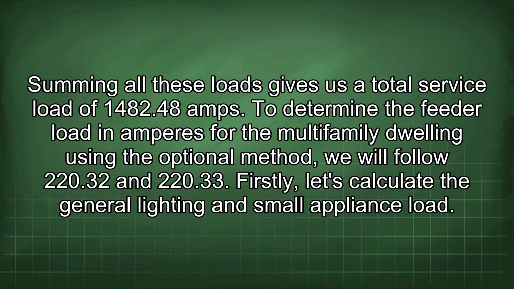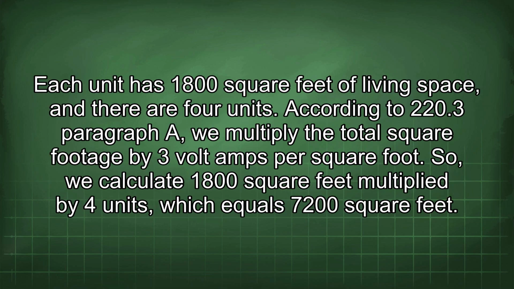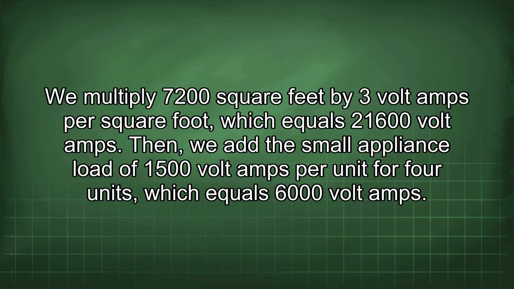To determine the feeder load in amperes for the multifamily dwelling using the optional method, we will follow 220.32 and 220.33. Firstly, let's calculate the general lighting and small appliance load. Each unit has 1,800 square feet of living space, and there are 4 units. According to 220.3 paragraph A, we multiply the total square footage by 3 volt amps per square foot. So, we calculate 1,800 square feet multiplied by 4 units, which equals 7,200 square feet.